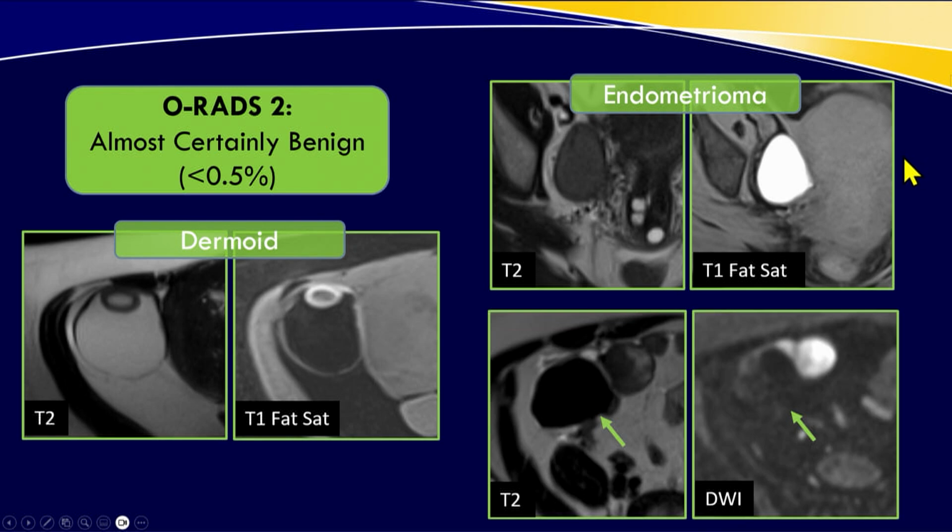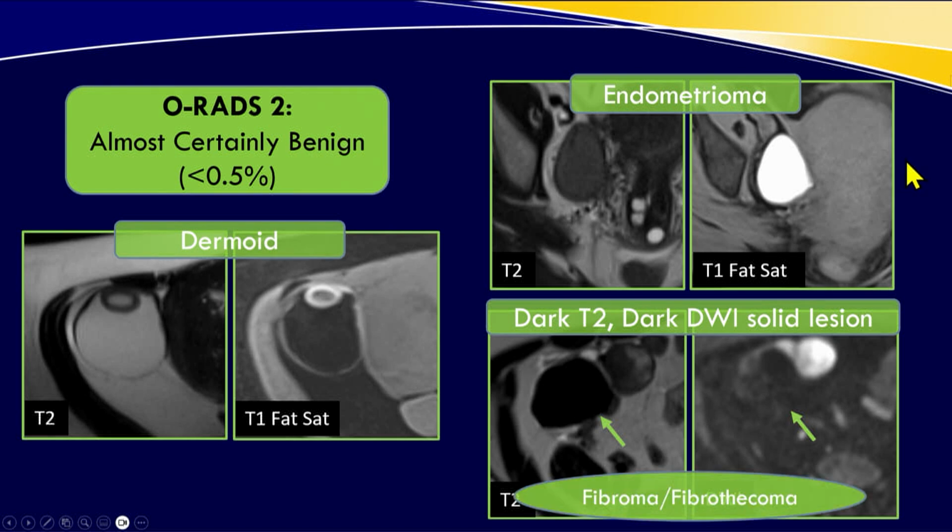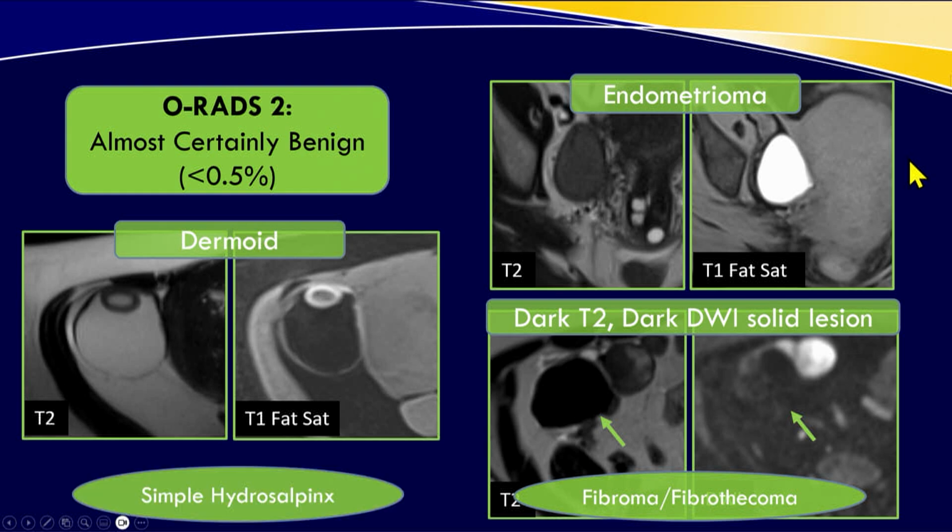And then you get to this lesion. There's a lesion that's pointed to on this patient's right. It's low on T2, low on diffusion weighted imaging with a high B value. It's that T2 dark DWI solid lesion sign. That's a lot to say. I just say dark T2, dark DWI. And that's often seen with fibromas, fibrothecomas, some other lesions as well. And again, less than 0.5% chance of malignancy.